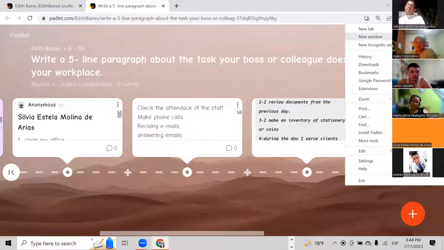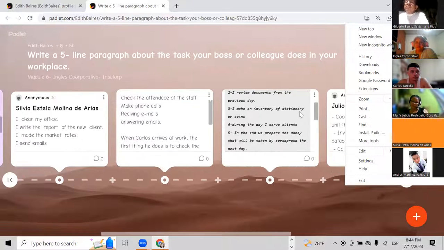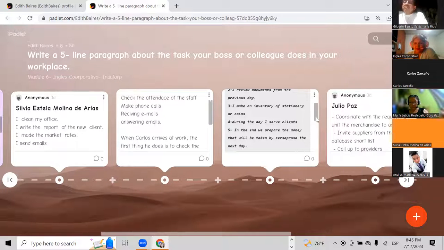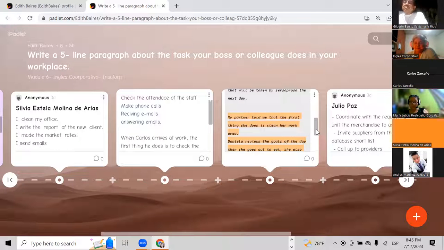I don't know. It doesn't work. Okay, make an inventory of stationery or coins. During the day, I serve clients, and in the end, we prepare the money that will be taken by surprise the next day. Oh, okay.